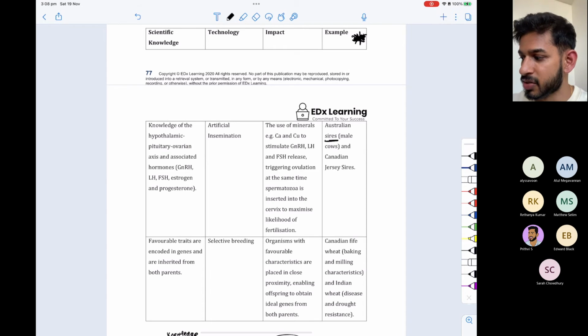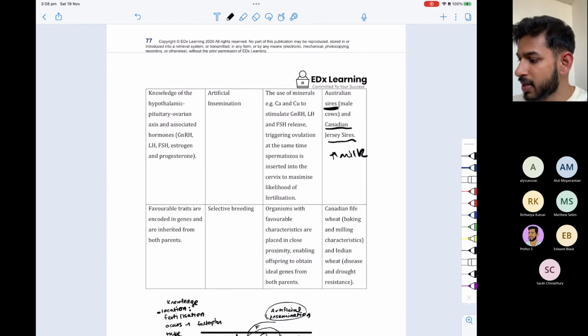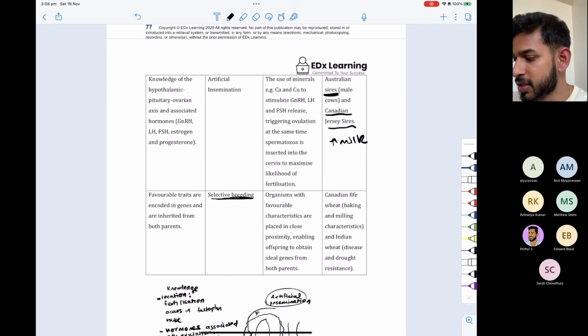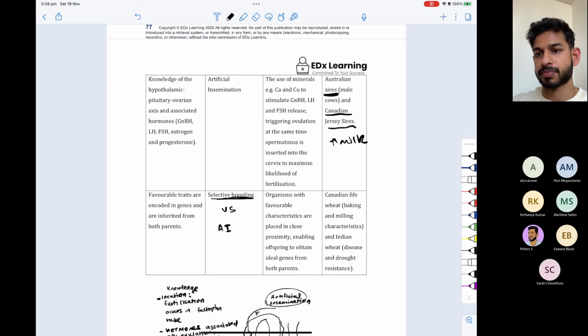So in our case, we said the Australian sire is a bull, right? Getting spermatozoa and fertilizing Canadian Jersey cows to increase milk production. And then here, I've spoken about selective breeding for plants. Now, I just want to pause and ask you all, what's the difference between selective breeding and artificial insemination? There is a big difference.